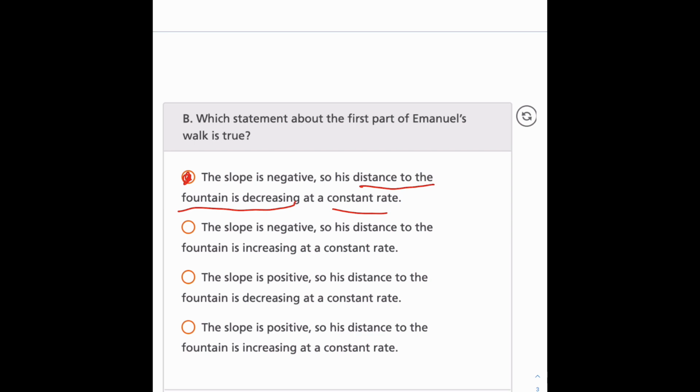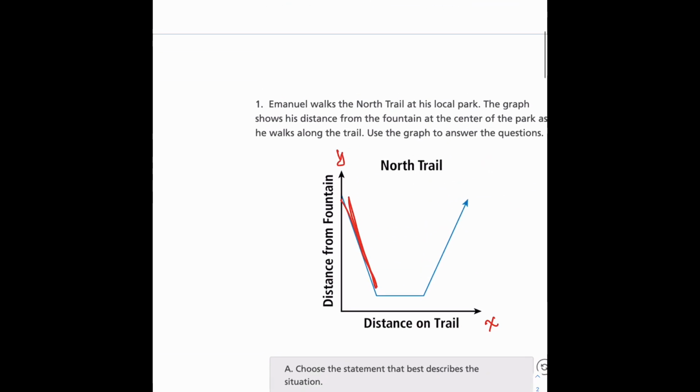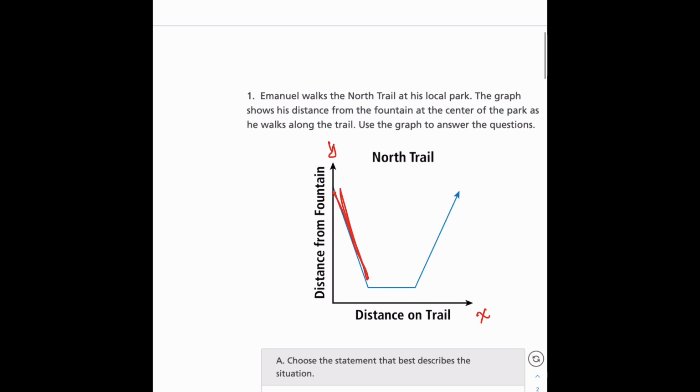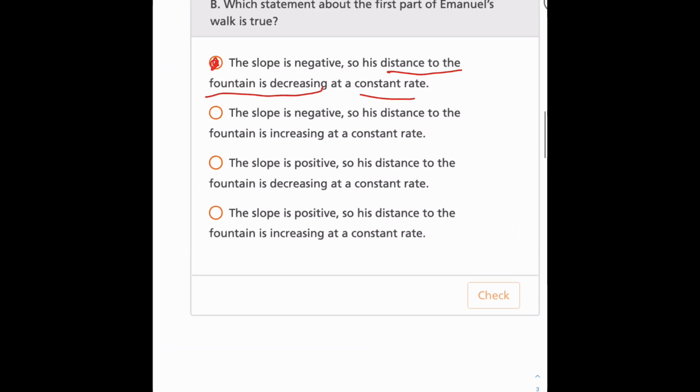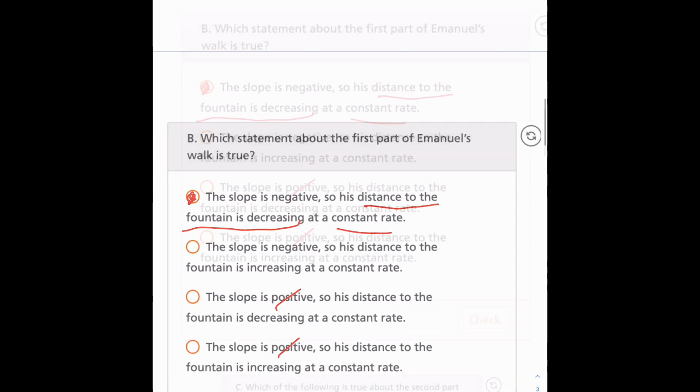The second point says the slope is negative, so his distance to the fountain is increasing. Well, that is clearly not the case, right? The distance to the fountain is definitely decreasing, so that's not right. The slope is positive. No, the slope is not positive, so neither one of these are correct. So it's got to be that first option.